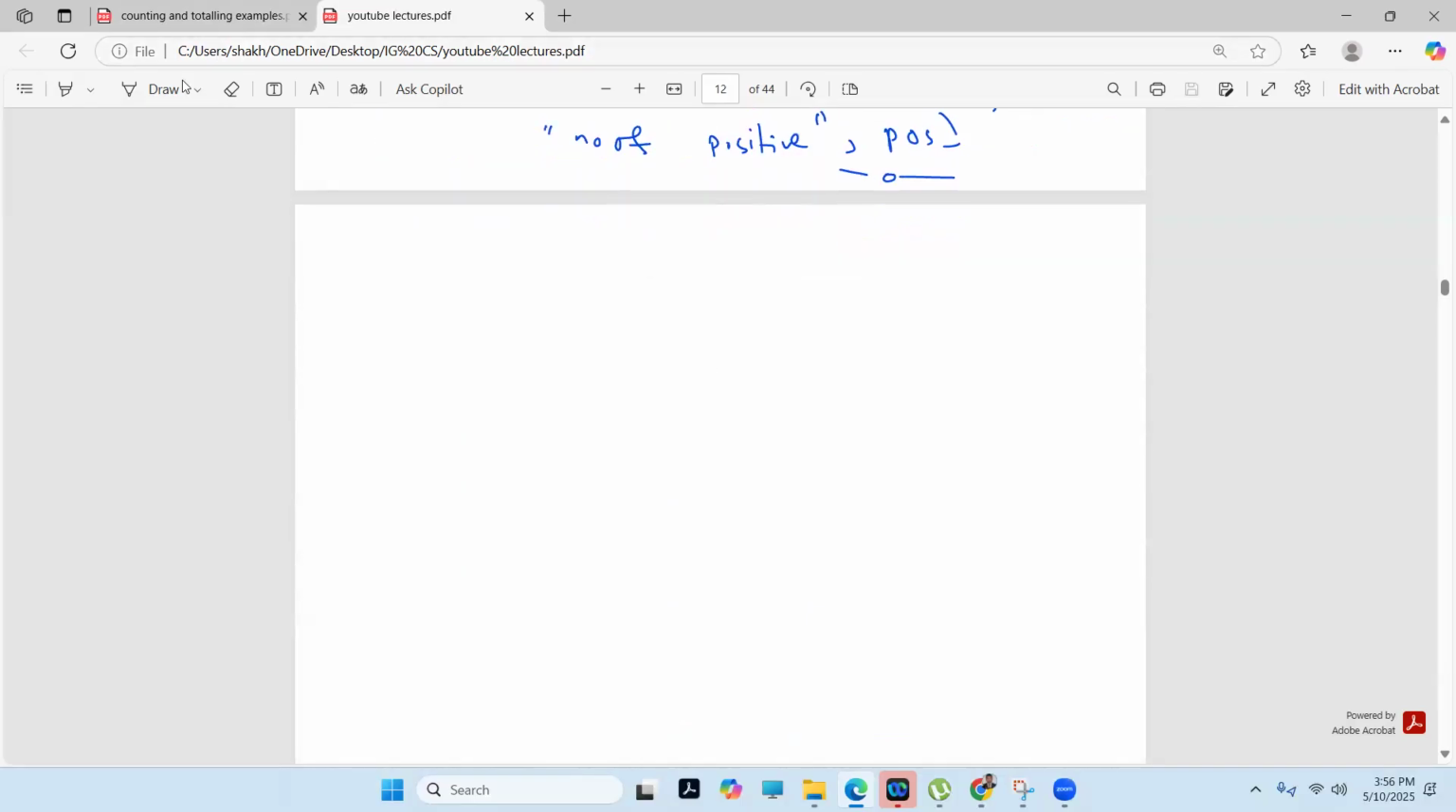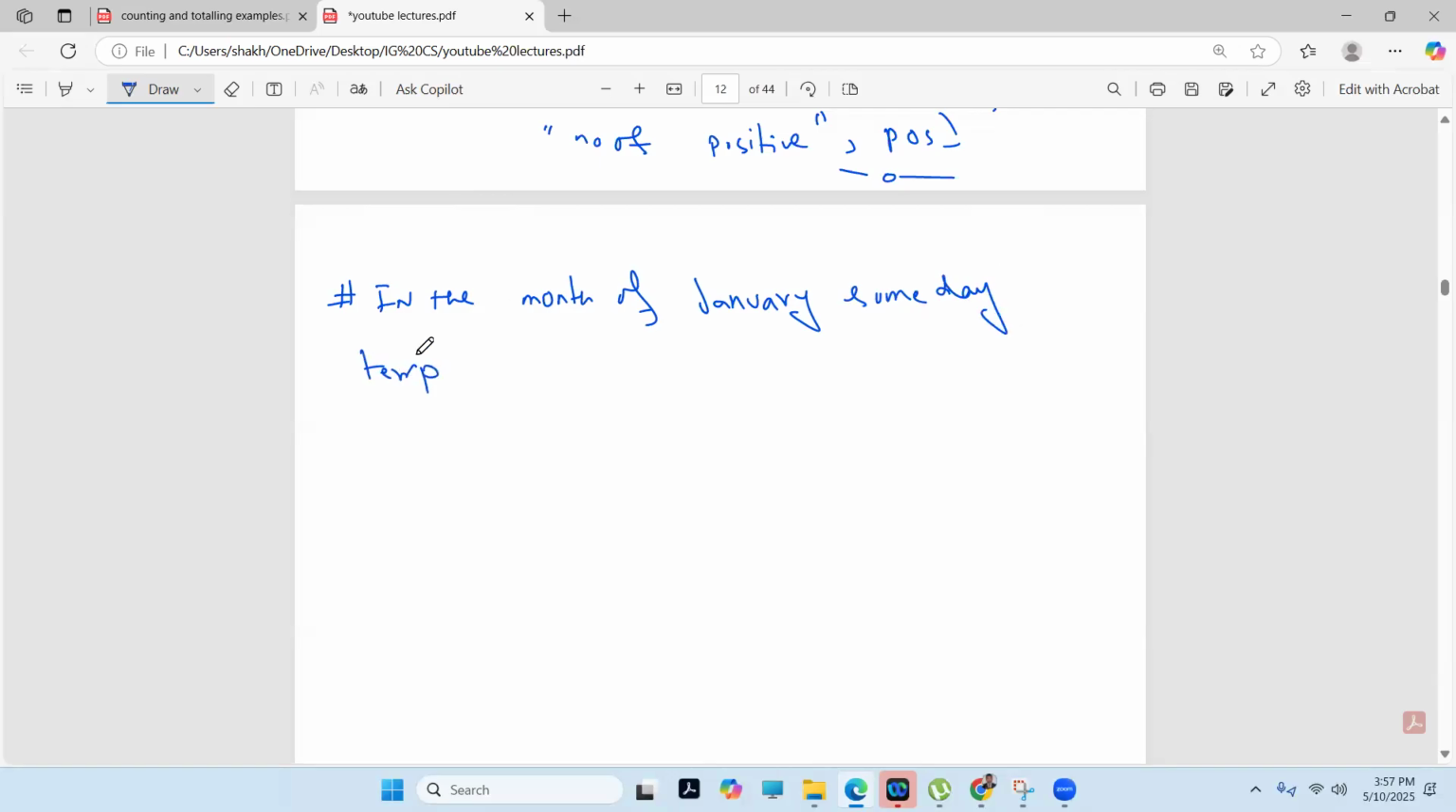Sometimes it is possible that they might ask you a question where you need to do counting and totaling together. For example, in the month of January, some days the temperature is greater than or equal to 20, and some days the temperature is less than 15, for example.